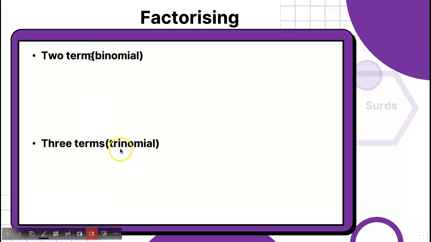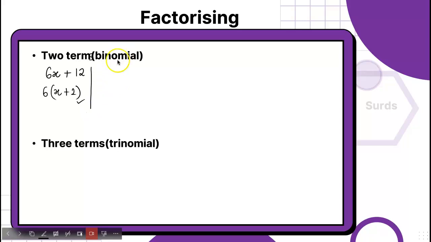Factorizing two terms, which is binomial, and factorizing three terms. So let's start with factorizing two terms. When we talk about factorizing two terms, first you're going to get very easy questions, when it's just an integer value, you can take the common factor out. Say for example, 6x plus 12. You can take 6 as the common factor, so we take 6 out. So it's going to be 6 times x plus 2. This is a very basic thing.